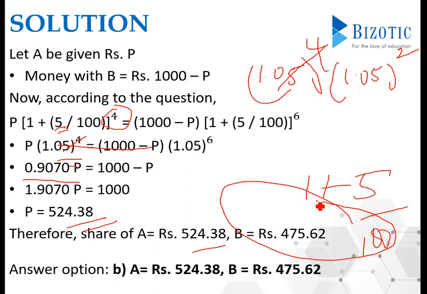So this is a normal method, but you just have to get the equation right. Whatever A gets in 4 years, B gets in 6 years.